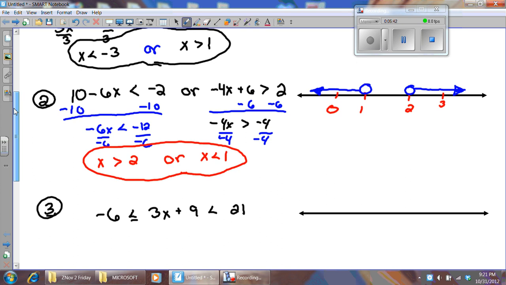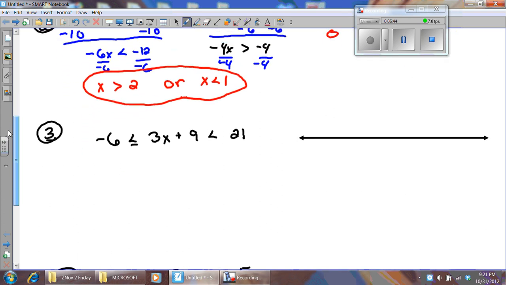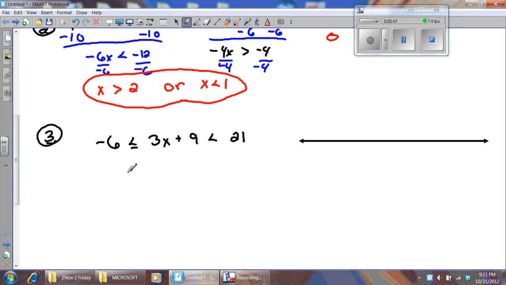All right, now here's what an and statement usually looks like. You might see it as two inequalities. You could see it written like this: negative 6 less than or equal to 3x plus 9, and 3x plus 9 less than 21. But I don't like to do it that way. I like to do it as one big long inequality, but you can feel free to rewrite it that way.